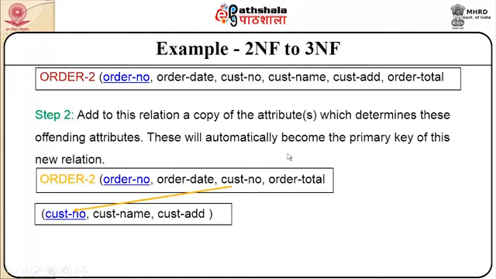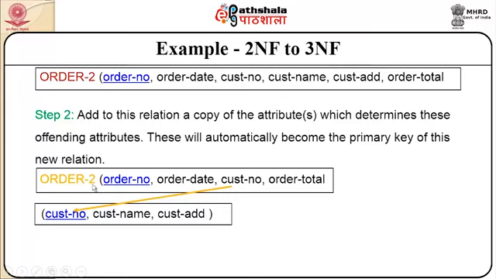I am segregating customer name and customer address from this original relation, where I find these two attributes are not directly dependent on the original relation. Instead, they are dependent on some other attribute. That means, customer name is dependent on customer number, customer address is dependent on customer number, not on order number. So, this is actually a transitive dependency.